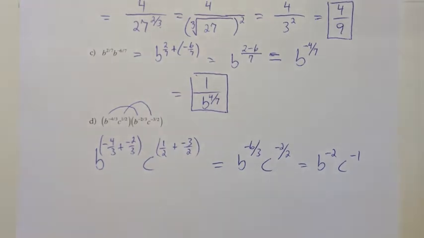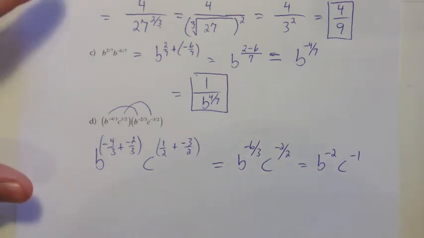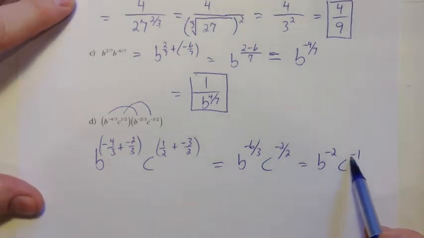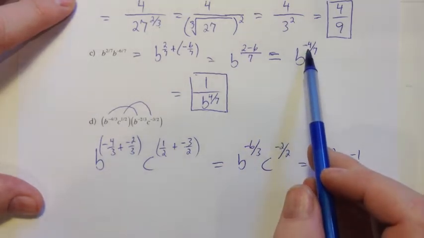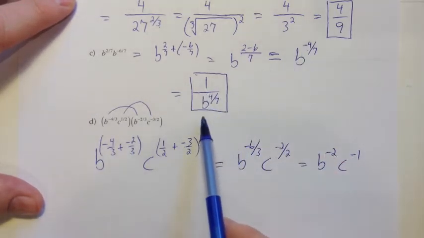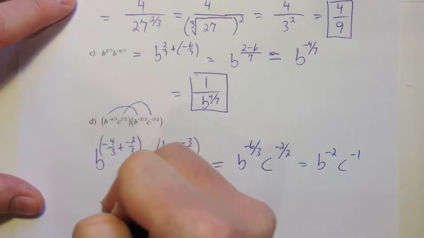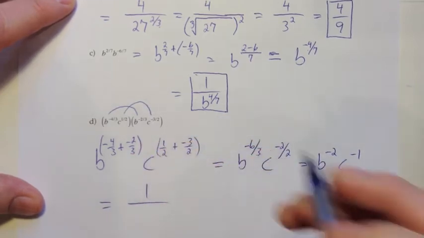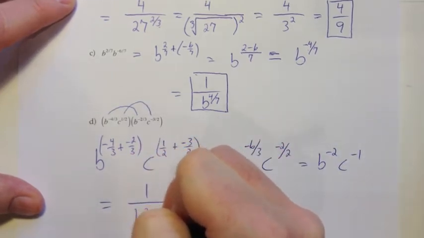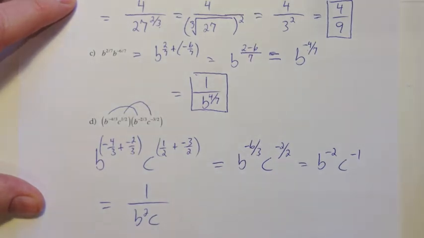And I've basically combined my b's and c's. I've gotten rid of my fractional exponents. The only problem that's still remaining is that I have negative exponents. But just like we did here, if the exponent's negative, we can simplify that by pushing those factors down into the denominator. So this becomes 1 over b squared and c to the first, or just c. And the 1 is important.